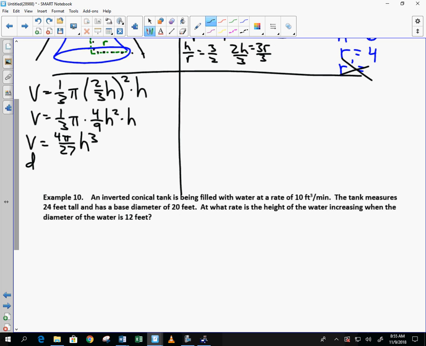Let's do it. Derivative with respect to time of V equals 4 pi over 27 h cubed is equal to, what do I get? V prime, 12 pi over 27. I won't simplify it because you guys didn't. We'll just leave it. H squared, H prime.